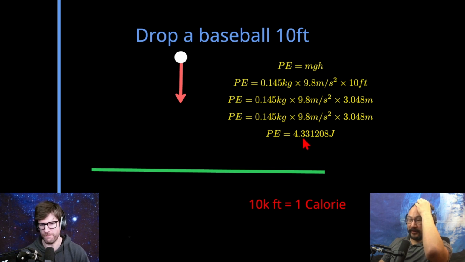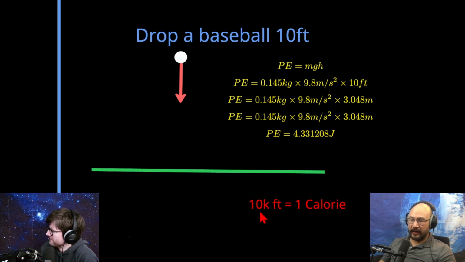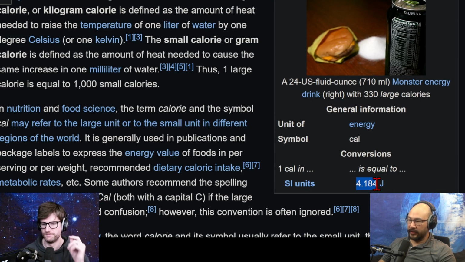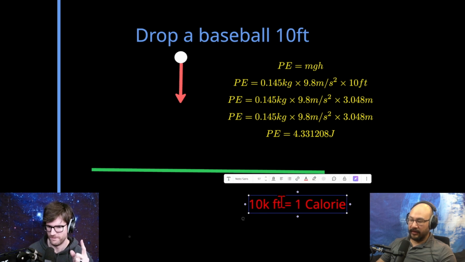So that's almost one little-c calorie. That is not a lot of energy. If you want one calorie, we've got to get to 10,000 feet. This many joules is one little c, and if we want to get to big capital C, it's a factor of 1,000, which makes this 10,000 feet. That's right, three zeros.